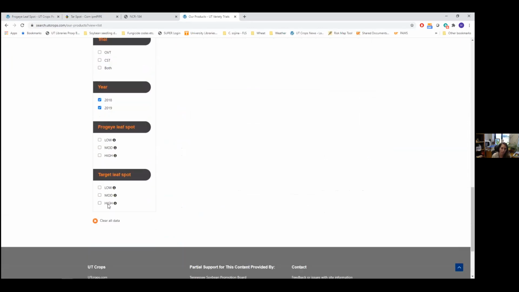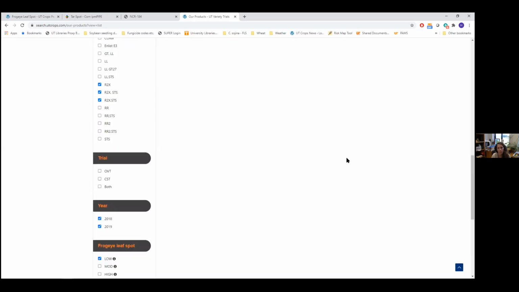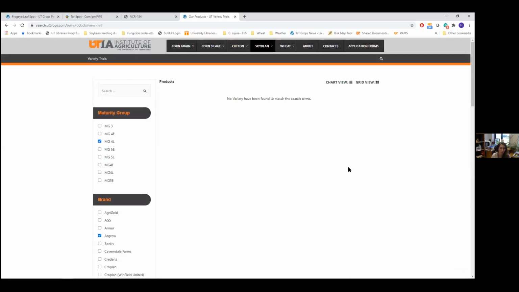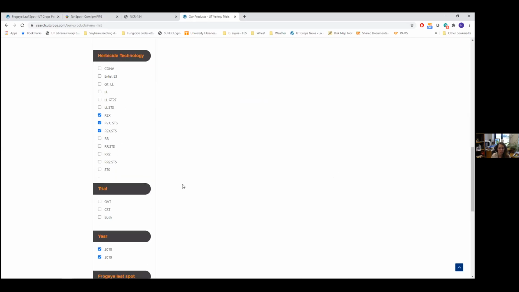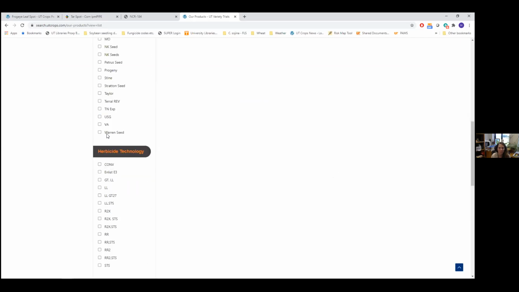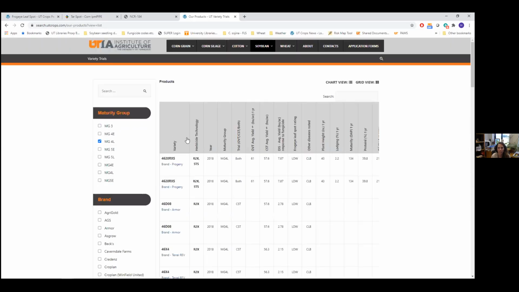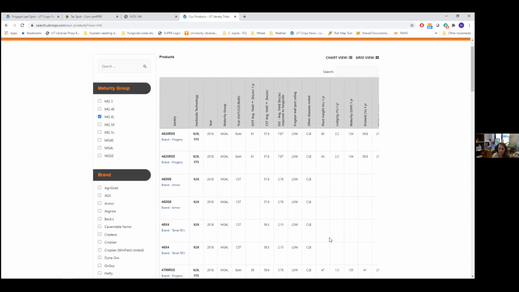And then at the very bottom, if you're interested in what diseases are going on, you might only want to look at what's low for frog eye leaf spot and target spot. Right there I put in too many things that I might need to get rid of, and I'm just going to go ahead and look at everything. So there it'll populate out maturity group 4 lates from 2018 and 19 that have a low disease risk, if you will, for both frog eye leaf spot as well as target spot.